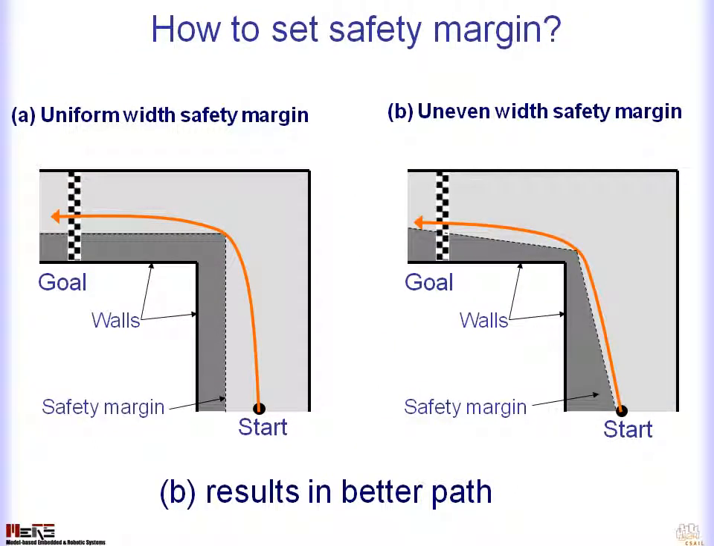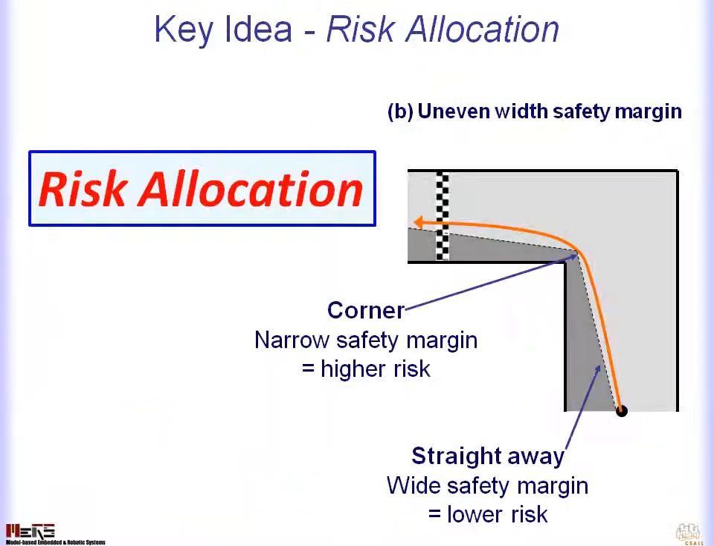However, the safety margin that guarantees a risk bound is not unique. If both margins incur the same amount of risk, for example, 0.01%, then B would be a better path because it is more direct. But why? This uneven safety margin takes higher risk at the corner, while it takes less risk at the straightaway. It is better than the other path because taking a risk at the corner results in a shorter path than taking the same risk at the straightaway.